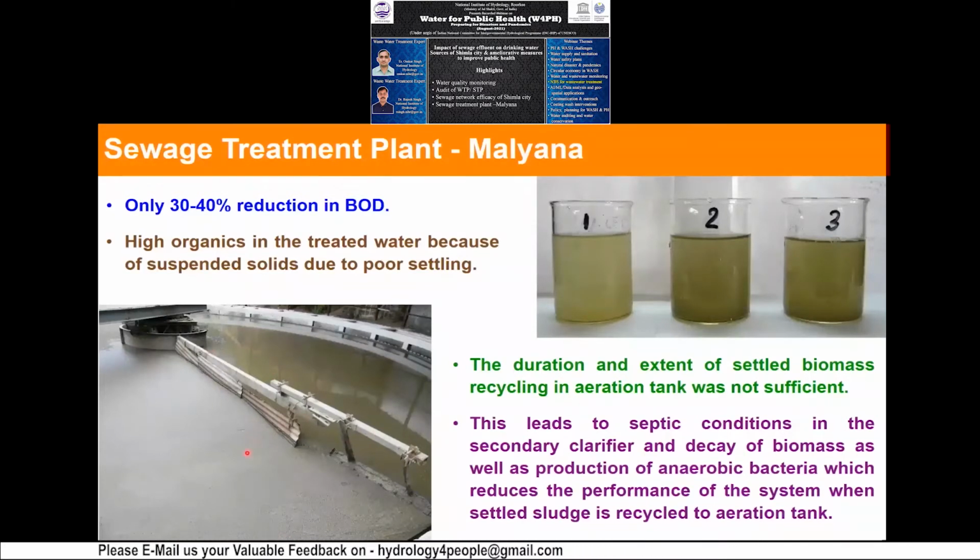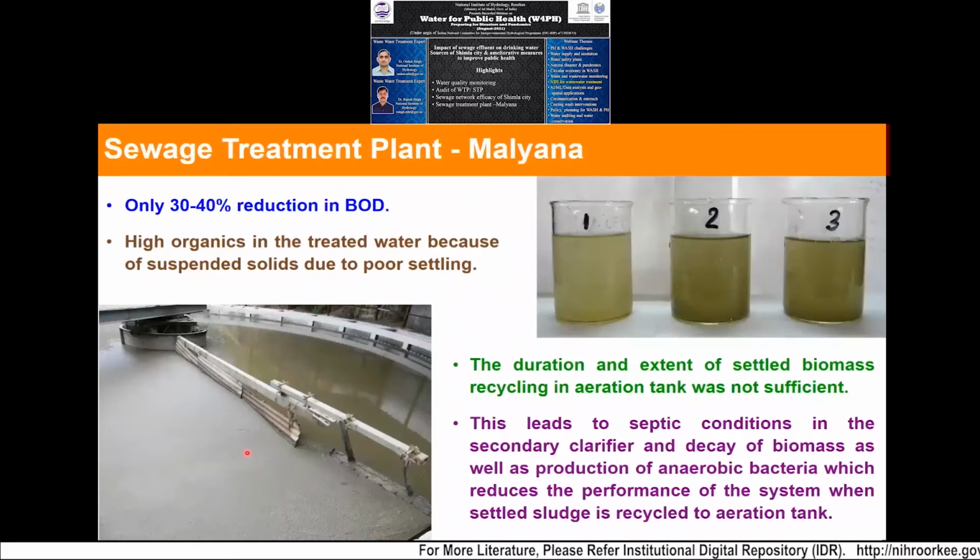Now, when we are recirculating this biomass into the secondary clarifier, which is now septic in nature, it will reduce the oxygen of the aeration tank, and hence during that period when we are circulating the activated sludge in the aeration tank, the efficiency of the system will again go down. So that's why, although the system was designed properly, because of the change in the operation philosophy, the performance has severely reduced, and a lot of suspended solids as well as BOD was escaping from the system.